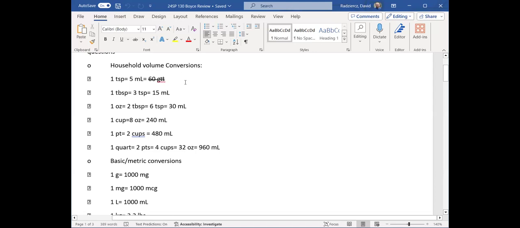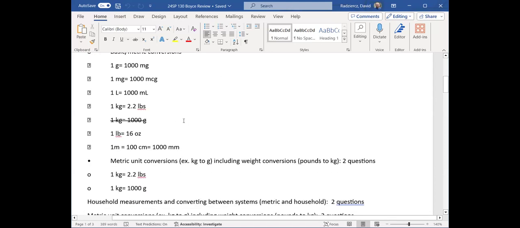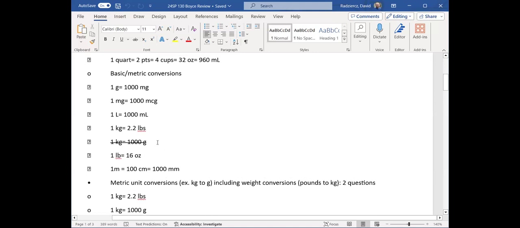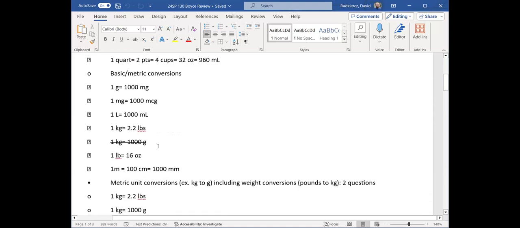You're responsible for knowing your conversions. 1 teaspoon is 5 ml, 1 tablespoon is 15 ml, and so on. Some of these things were crossed out just because they were included in the conversions. They're still accurate conversions, except for the 60 drop one. But I have yet to see a CCAC dosage calc question where they ask you to convert pounds or kilograms to grams or grams to kilograms. It just doesn't seem like it would be something that you would need to do.